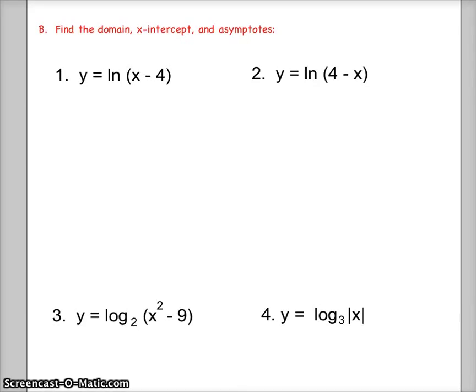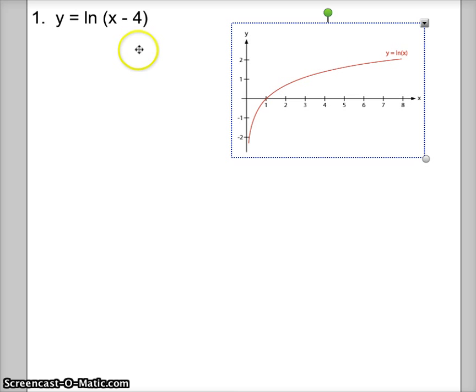Today we're going to find the domain, x-intercepts, and asymptotes of logarithmic functions. We did not finish these notes in class today, so I hope this will help you as you prepare. So let's begin with example number 1, y equals the natural log of x minus 4.